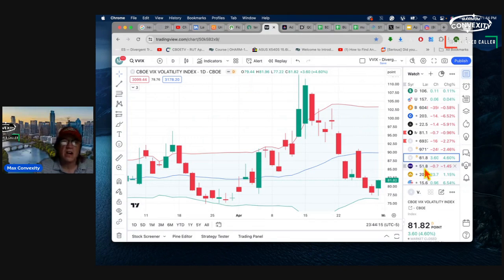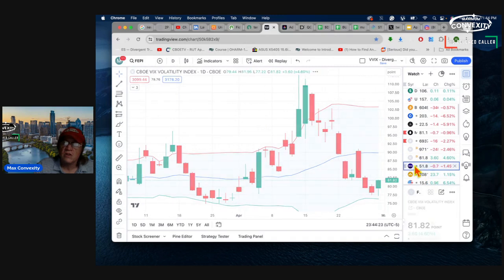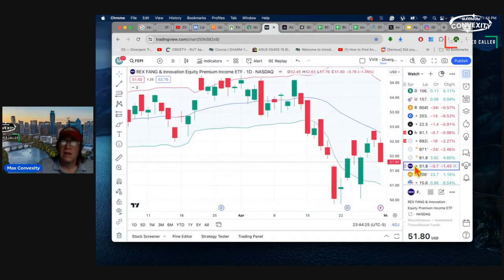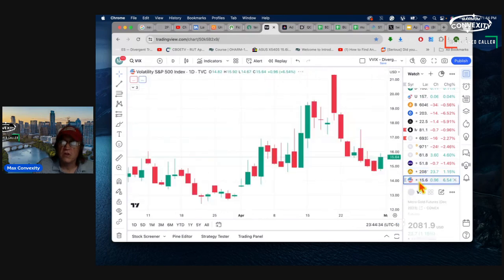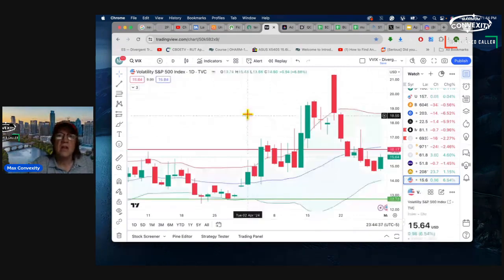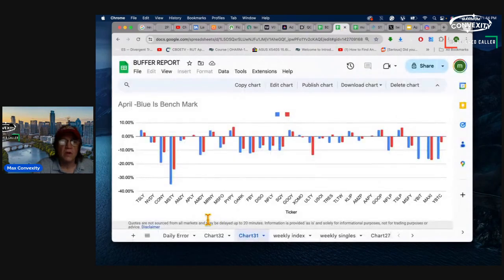Here's the CBOE VIX volatility index. Or this is VVIX. This is the VIX of the VIX. That's a chart of FEPI. Real good ETF from Curve. Gold futures. Okay, so I think we got the idea on how the market looks. Let's go look at this now. Let's look at the buffer report.